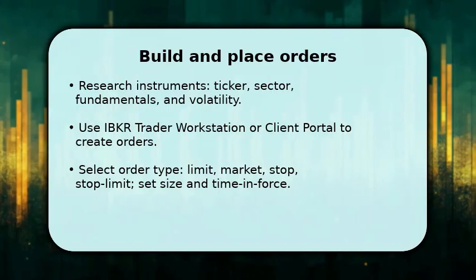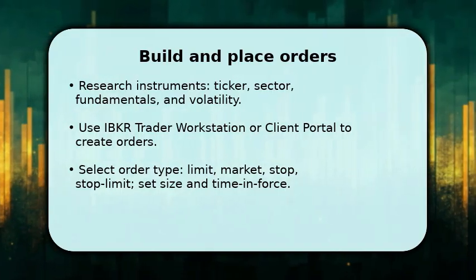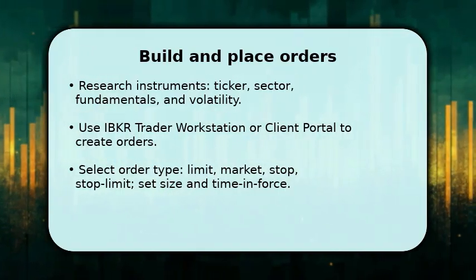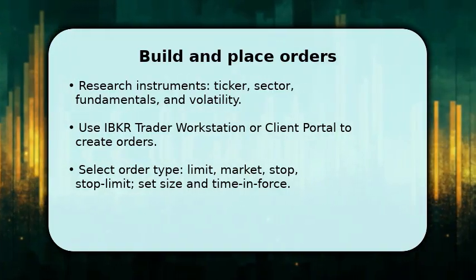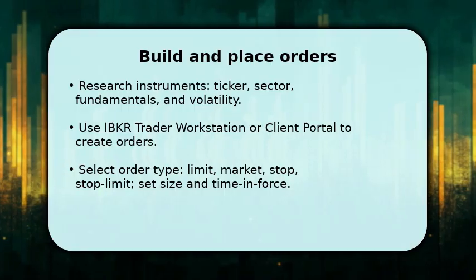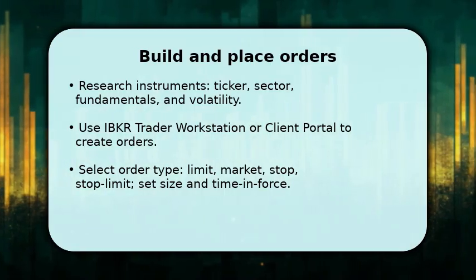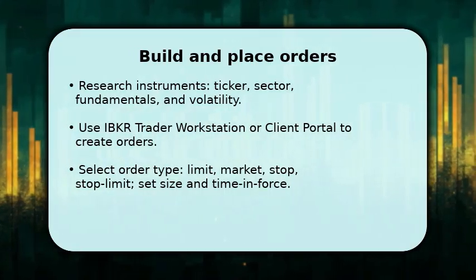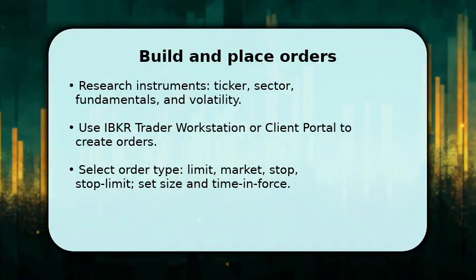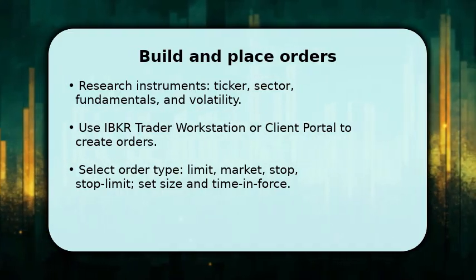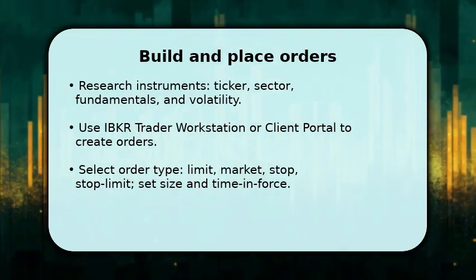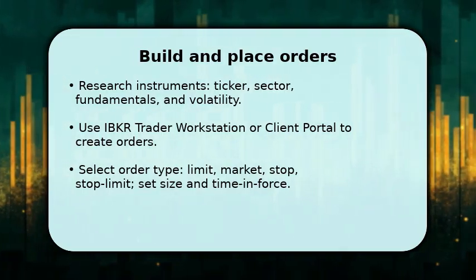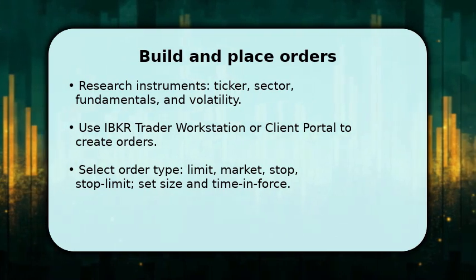First, research the ticker and pick an investment thesis: growth, income, or hedge, so you know why you buy. Then create the order in Trader Workstation or Client Portal. Choose market if you need immediate execution or limit to control price. Set quantity, check margin usage, and pick time in force like day or GTC. Use advanced routing or SMART to optimize execution, and if using options, verify Greeks and assignment risk before submitting.